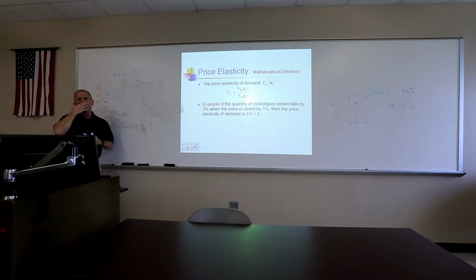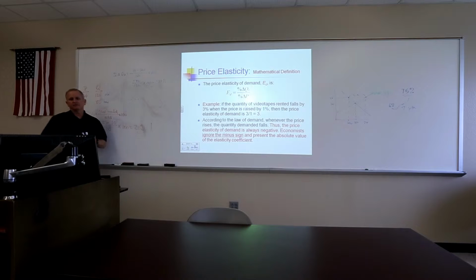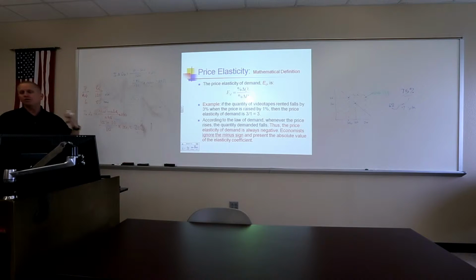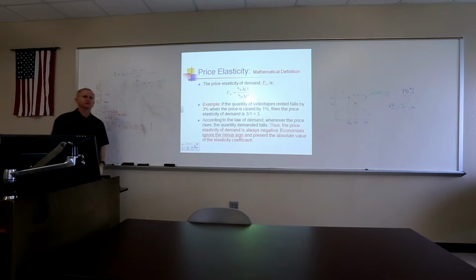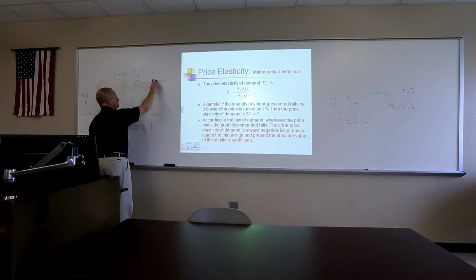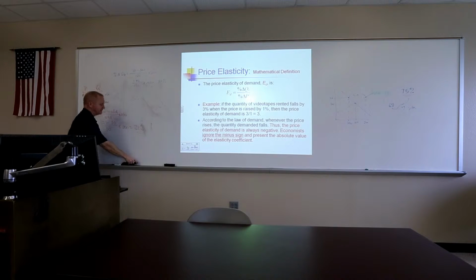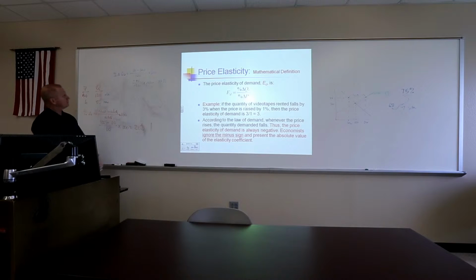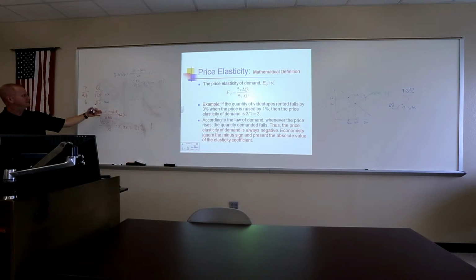And the other thing about elasticity of demand, we drop the negative sign. It says it here. The price elasticity of demand is always negative. But economists ignore the minus sign and present the absolute value of the elasticity coefficient. So again, absolute value would be the two vertical lines. Basically, we drop the negative or the minus sign and just have 33%. So that was a 33% decrease in quantity demanded.